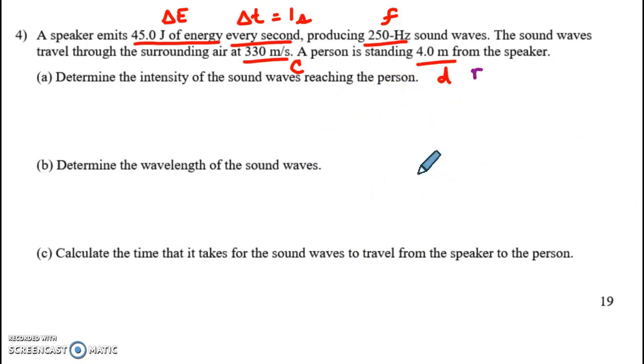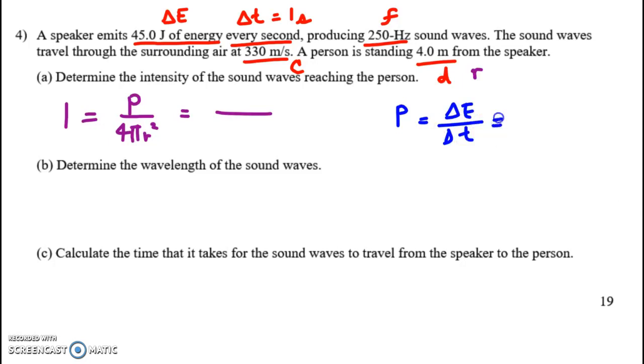Determine the intensity of sound waves reaching the person. Well, I know the equation for intensity. It's power divided by 4 pi r squared. So I just plug in. Power is, wait a second, they didn't give us power, they said the energy and the time, but I know that power is the energy divided by the amount of time. It's the rate at which energy is produced or transferred. So how much energy is produced? How quickly is it produced? You make 45 joules from the speaker. You produced 45 per 1 second. So the power is 45.